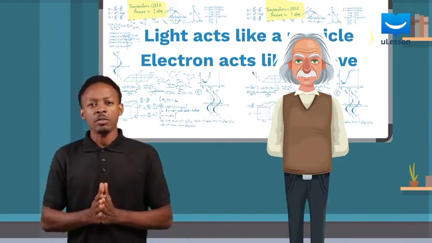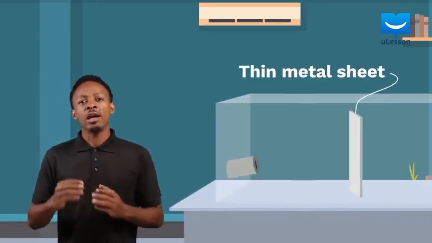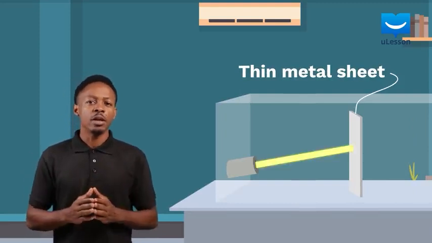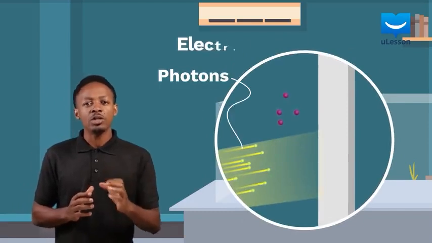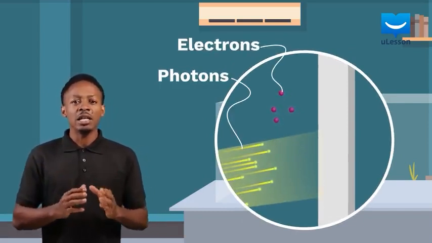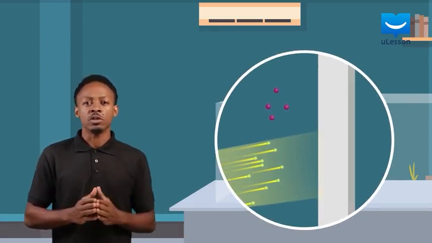It was also difficult for scientists to accept this fact until Albert Einstein used the photoelectric effect to explain this. In the photoelectric effect, electrons are ejected from thin metal sheets when light of a certain wavelength is focused on it. Einstein explained that light acted in packets of energy called photons. This meant that light acted like it was made up of tiny particles called photons.